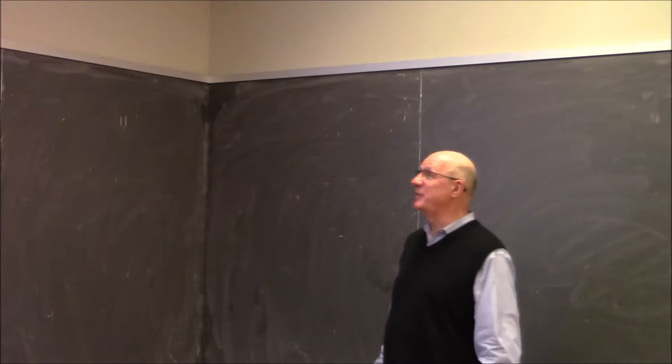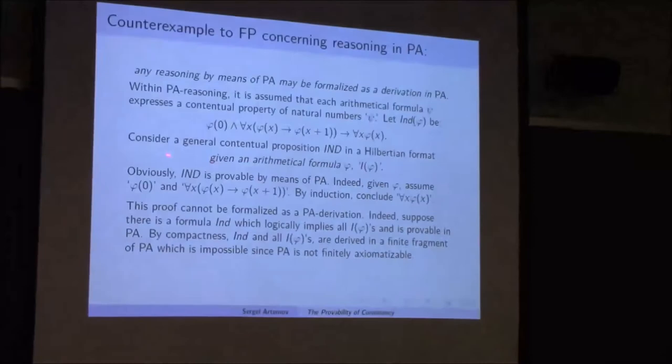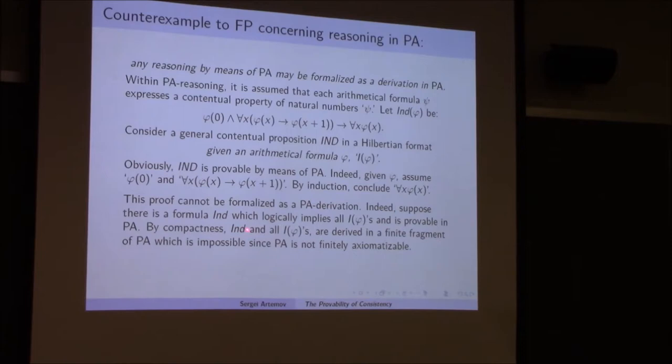But this proof cannot be formalized as a Peano derivation, for the same reasons. Because if it were formalized by a Peano derivation, then IND is formalized as a formula, which would imply all the logical instances, and IND should be provable inside PA. Then, because we assume that it's formalized, by compactness, IND and all its instances are derived in a finite fragment. You got the idea.